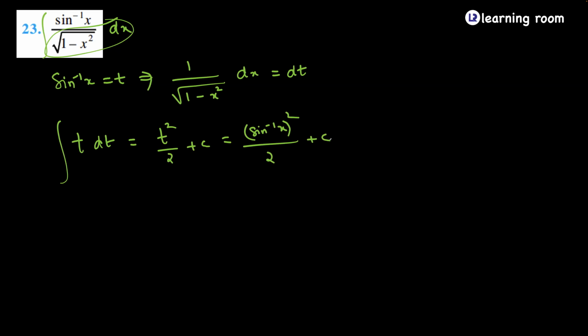Okay. Just want to stress on one point. Sine x the whole square is the same as sine square x. Sine inverse x the whole square is not equal to sine power minus 2 x. Don't make this mistake. So sine inverse x the whole square is sine inverse x the whole square only. Don't bring the 2 into it. So this is wrong.